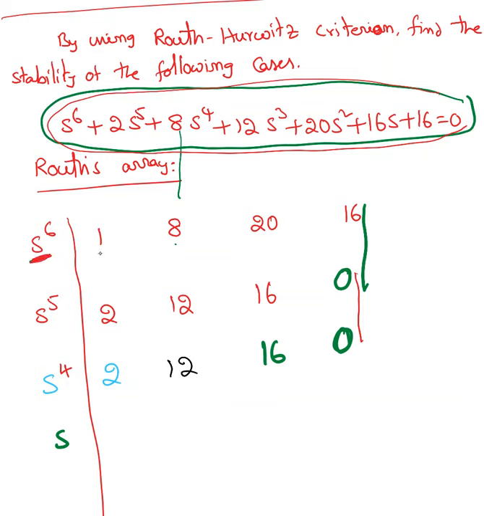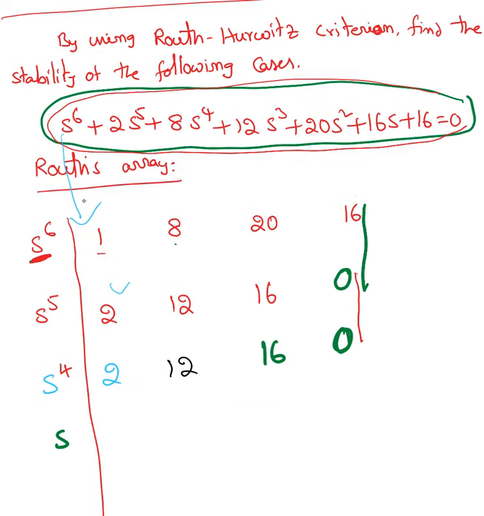So first write down coefficients of all even order. So the coefficient of s to the power of 6 comes over here, coefficient of s to the power of 4, coefficient of s square, coefficient of constant. Okay, the next row is s to the power of 5. Write down all the odd order coefficients. So s to the power of 5 coefficient is 2, s cube coefficient is 12, and s coefficient is 16. Okay, that's how I wrote down those constants.